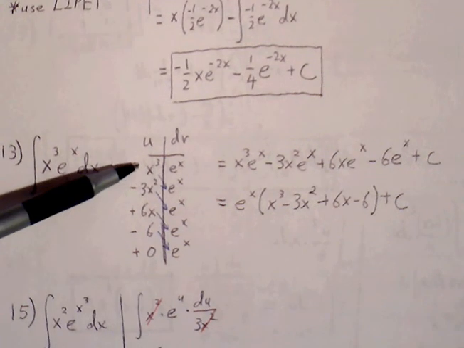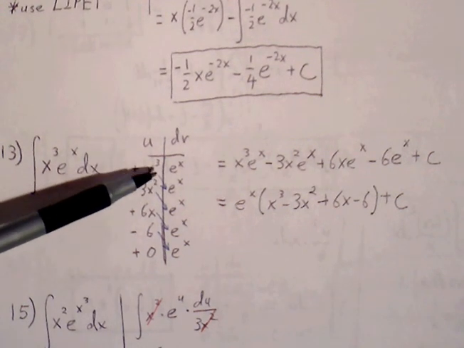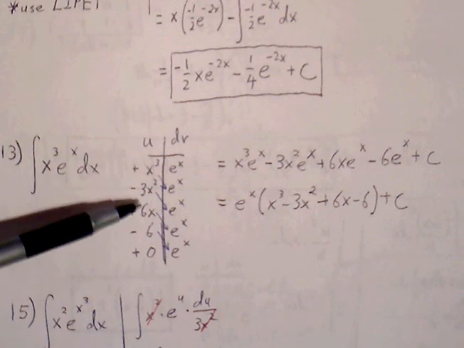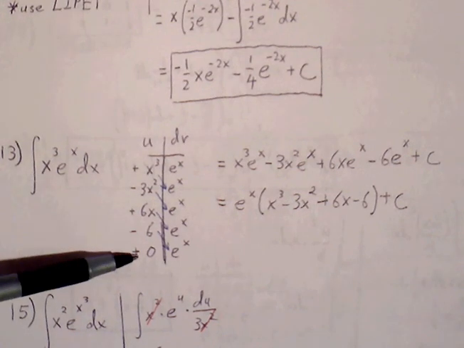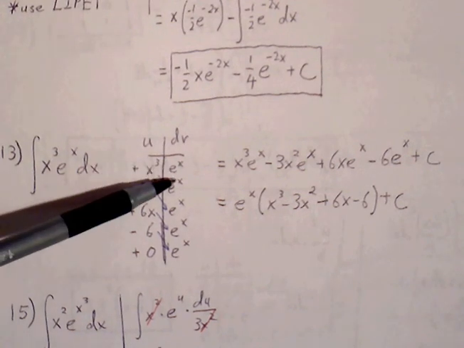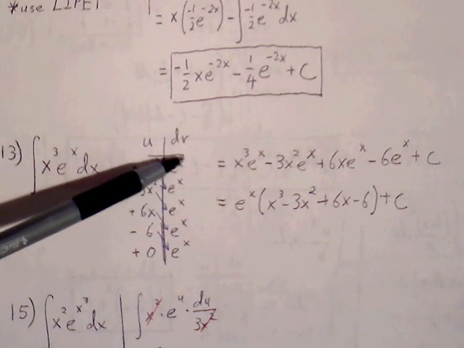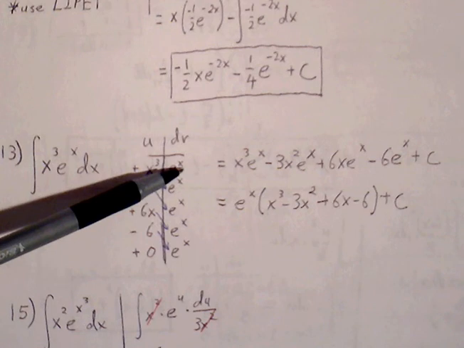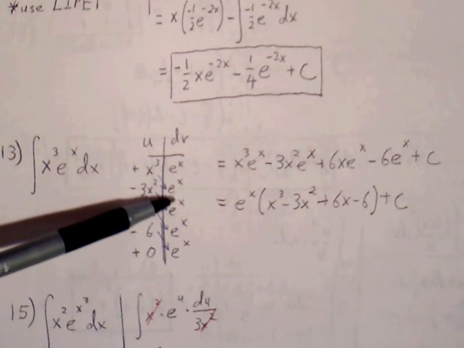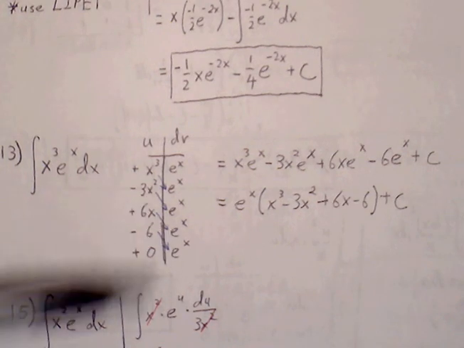So x cubed is the u value, e to the x is dv. And then we go through and we find the derivative until we get to 0. And then on the right side, we can find the integral of e to the x. The nice thing here is that this x will only produce a 1 as a coefficient, so there's not going to be anything produced more than a 1, unlike the previous problem where there's a negative 2x.